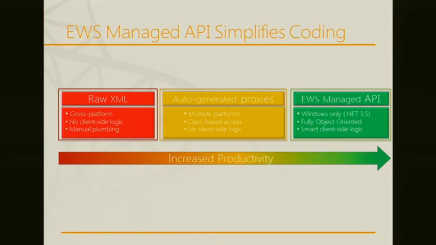And the managed API is supported on the Windows platform, right? So it's a .NET redistributable package. Ultimately, as you move from raw XML to the managed API, it increases your productivity. You don't have to worry about basic things, like how the requests and responses are sent, or what properties and attributes to worry about. It simplifies overall coding functionality.